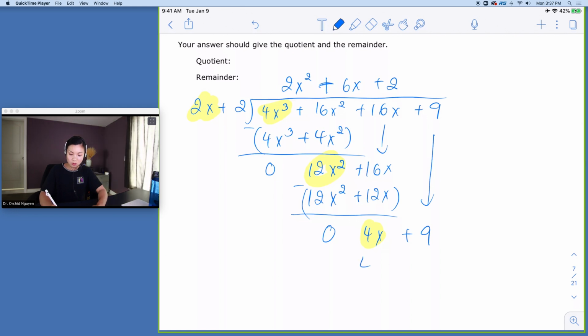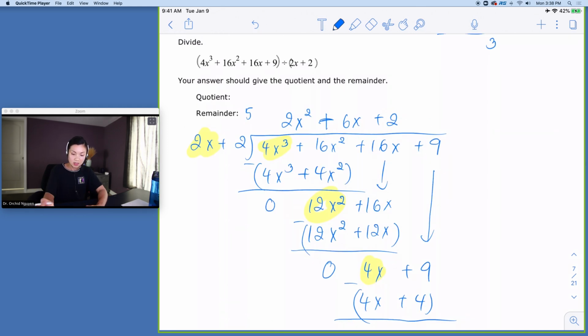Same thing, we multiply and we subtract. So we get 5. So that's the remainder. And the quotient is 2x squared plus 6x plus 2.